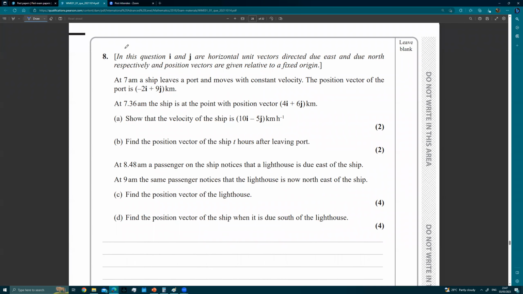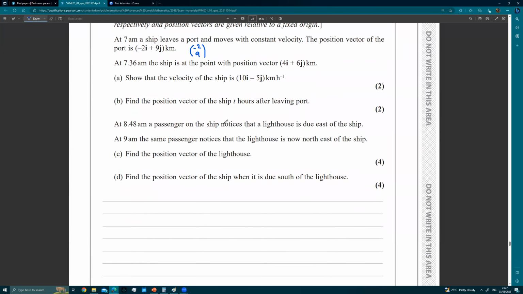Okay, so question 8 of the October 2021 paper. Let's have a look. At 7 a.m., a ship leaves the port with constant velocity. The position vector of the port is -2i and 9j. Good, so this is the position of the port and also the ship initially.